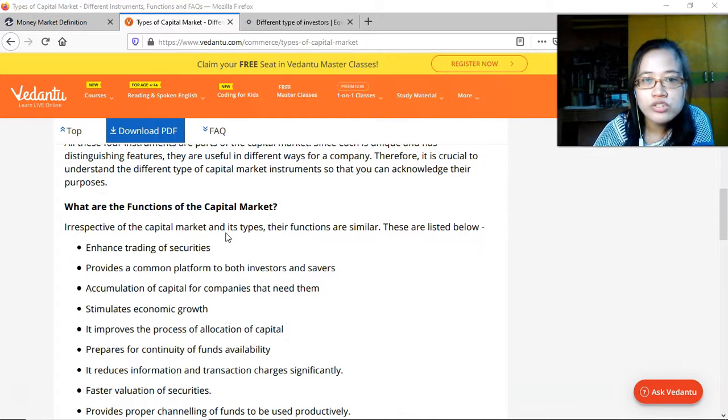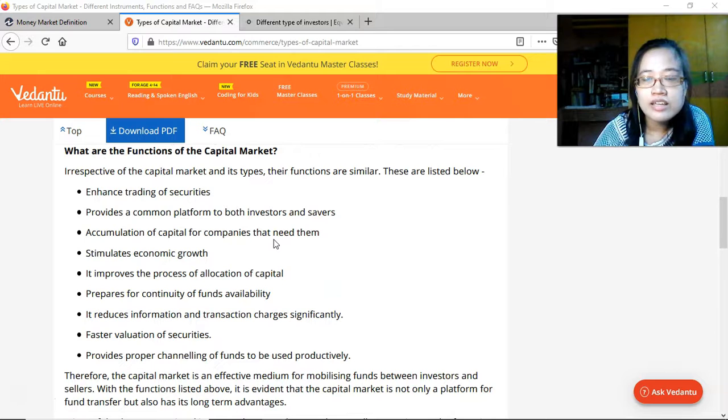What are the functions of the capital market? So irrespective of the capital market and its type, their functions are similar. Ito. Enhance trading of securities. Provides liquidity of capital instruments. Provides a common platform to both investors and savers. Accumulation of capital for companies that need them. Stimulates economic growth kasi yung hindi ginagamit na pera ng mga investors nagagamit ng mga borrowers.